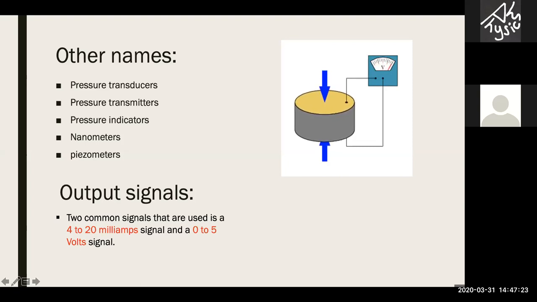It's also good to note that the output signals are usually two common signals that we use. One is from 4 to 20 milliamps, and the other one is a 0 to 5 volts signal. These are capable of giving us the output signal that we want, rather than being a needle which is going to be moving, or an electrical signal to show us the value of the pressure.